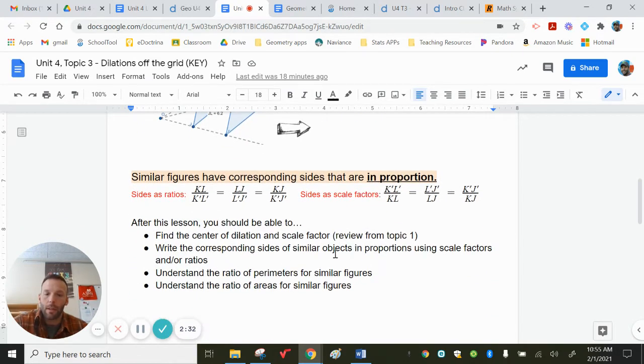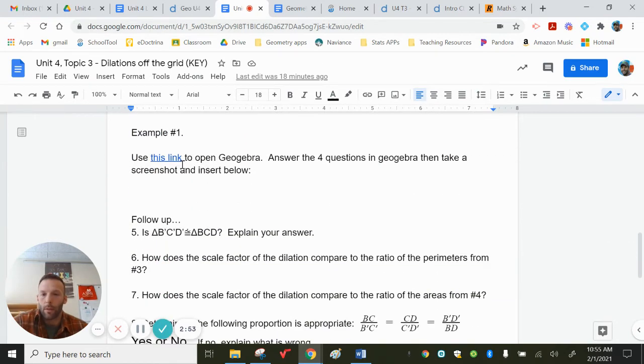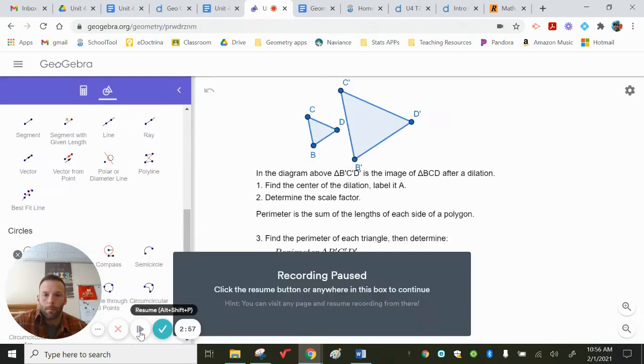Okay, so after this lesson, we're going to review finding a center of dilation and a scale factor. We're going to practice writing corresponding sides in proportion like this, as ratios of sides or scale factors. We're going to learn about the ratio of perimeters for similar figures and the ratio of areas for similar figures. And to do that, we're going to use this link and answer some questions. So go ahead and click that link and meet me in GeoGebra.